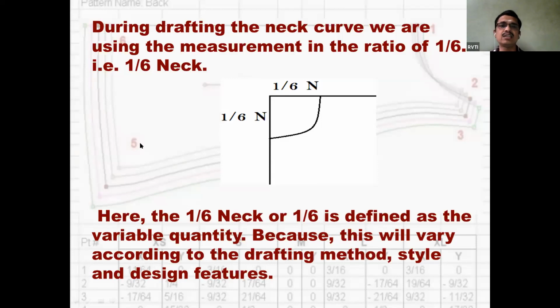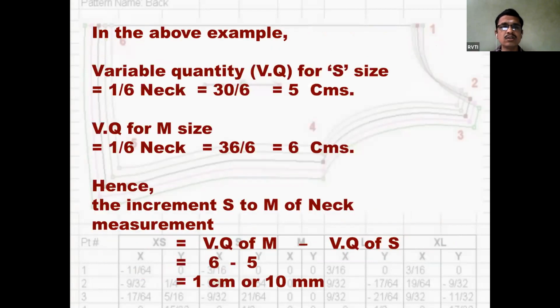For example, I'm saying, 1/6, 1/5, we're applying. For chest, you are applying 1/2 of chest, for shoulder, 1/6, 1/8, 1/16. We are applying some ratios on measurements, and that ratio is known as variable quantity. See the above example, variable quantity for S size 1/6 neck equal to how much? S size 30/6, 5 centimeter. And variable quantity for M size 1/6 neck 6 centimeter.